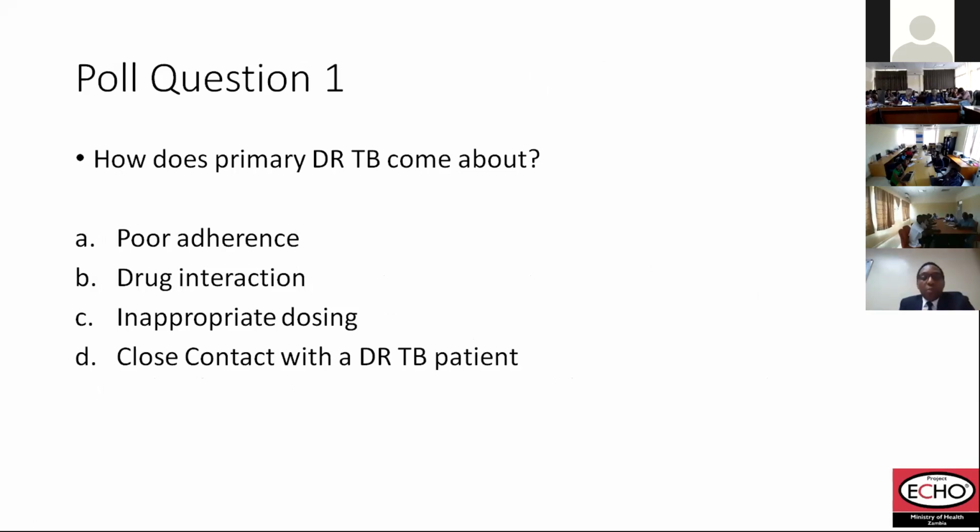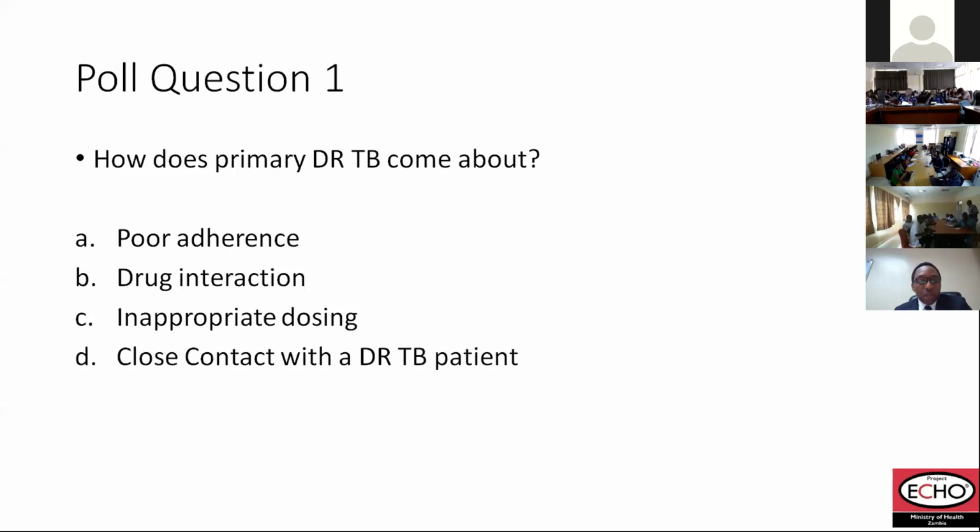So we have 4 questions before us. How does primary drug-resistant TB come about? Our poll question number 1: how does primary drug resistance come about? The first choice, A, is poor adherence. The second choice, B, is drug interaction. The third choice, C, is inappropriate dosing. And D, our last choice, is close contact with a DRTB patient.